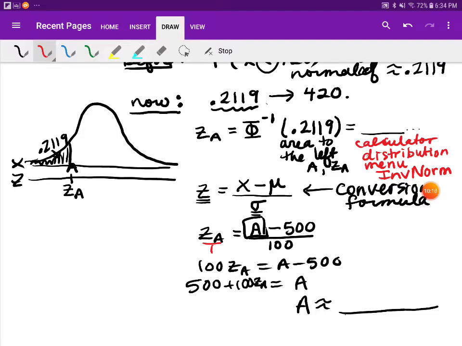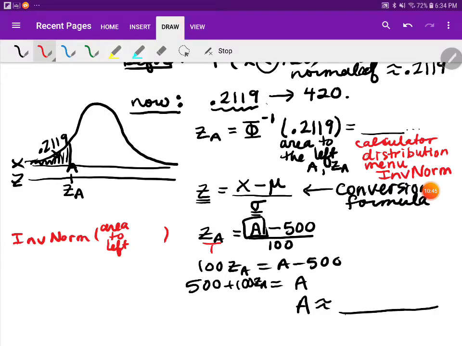Okay, so I was at inverse normal. The inverse normal notation, I'll write it over here to the left side. On the calculator, in the olden days, you would just put this area to the left. So area to the left, and that's all you would give the calculator. But nowadays, if you have one of the new calculators, it asks for multiple things.